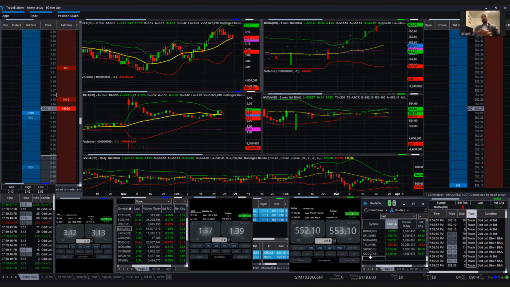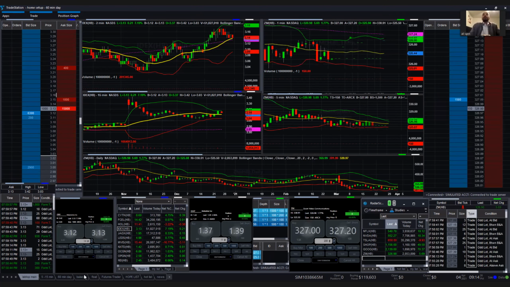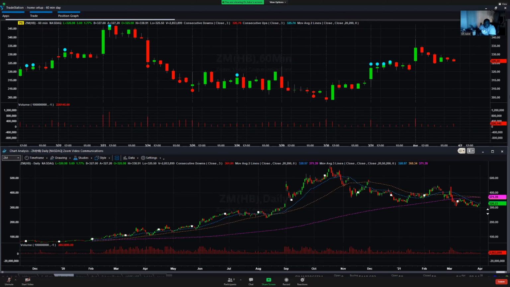Zoom, ZM, the application we're using right now. It's had a huge sell-off from 440, some serious gap downs. We're back at $300. But guess what? We just went under 200. What does that tell you? Bad. It's going to come back up to it. So is it a buy zone?